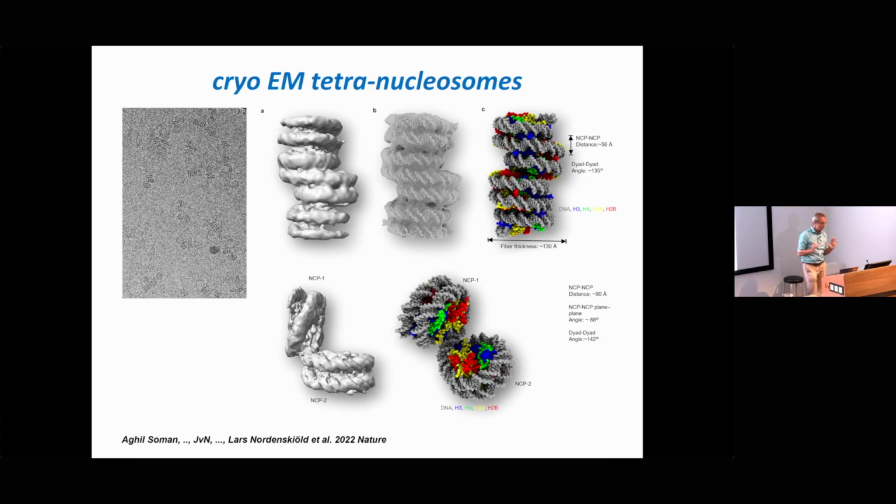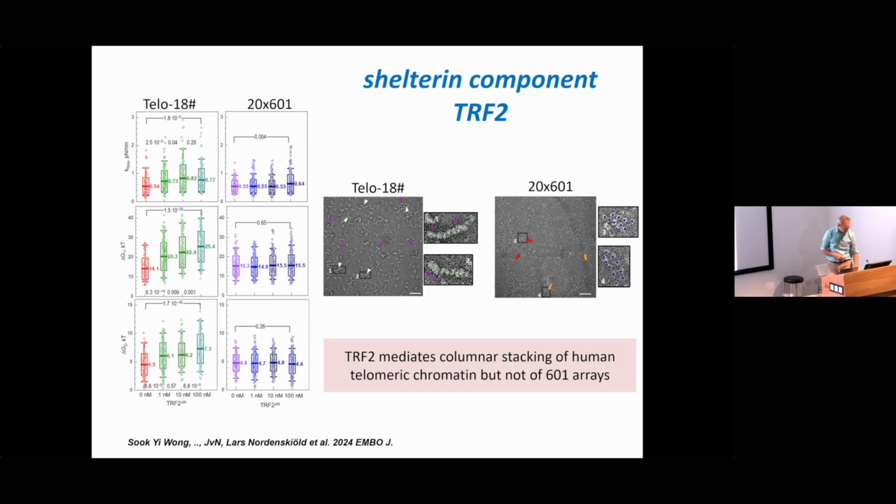So we were looking for biological relevance, and then a player comes in that was already introduced this morning, TRF2. It's actually a telomeric protein that sort of organizes the telomeres. And when you slowly titrate in this TRF2, now you can see that the stiffness increases, the stacking energy increases, and even the unwrapping energy increases. And what's really important here, that this worked only for the telomeric chromatin.